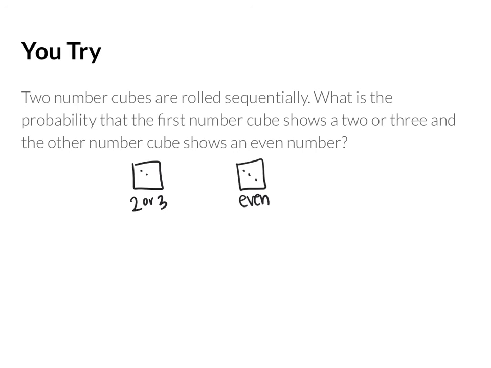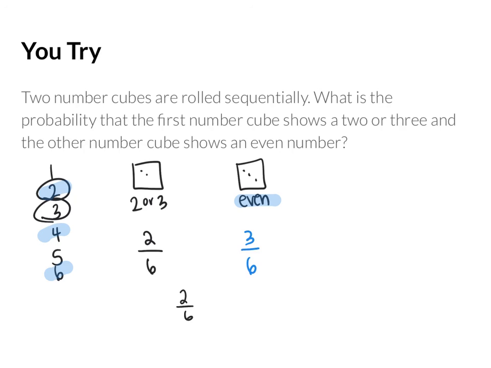Well, the chance of getting a 2 or 3 is 2 out of 6, because if I'm looking at my number cube, I can get a 2 or I can get a 3, so that's 2 possibilities out of 6. The probability of rolling an even number is going to be 1, 2, 3 out of 6. The probability of both of those things happening, 2 out of 6, multiplied by 3 out of 6, gives me 6 out of 36, which simplifies to a 1 in 6 chance of getting a 2 or 3 the first time, and then an even number on the second one.